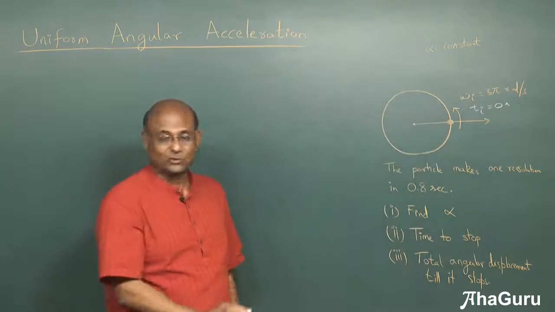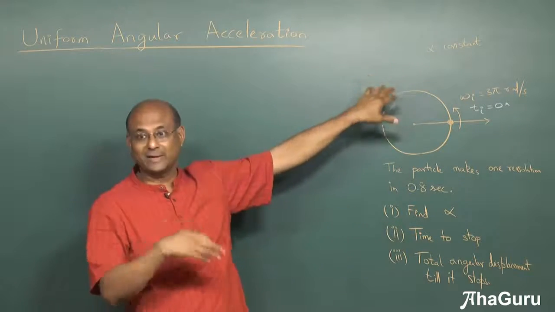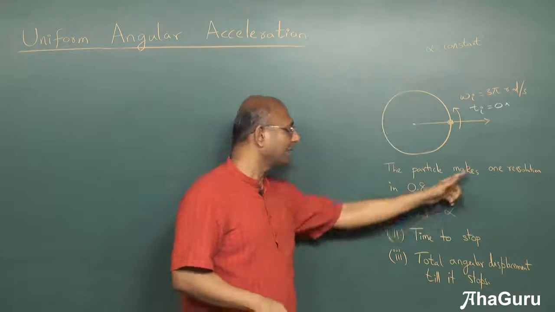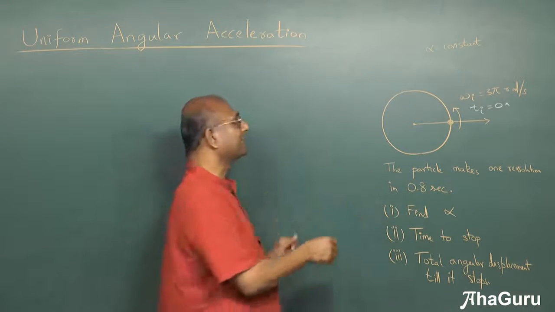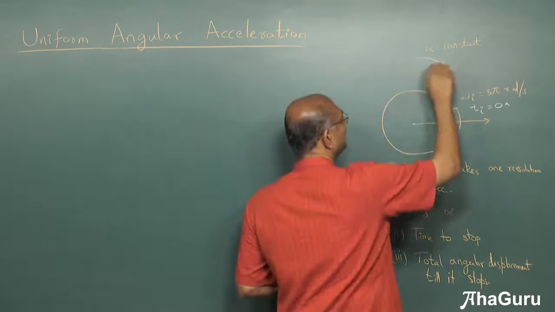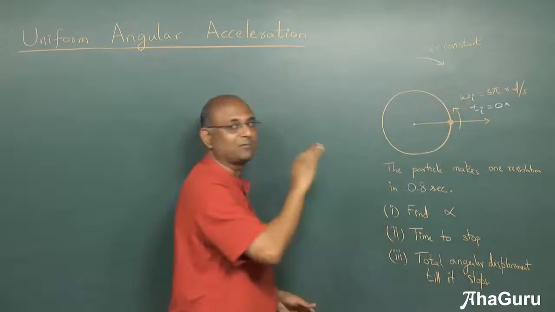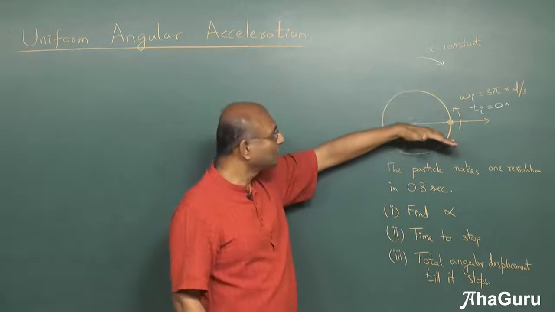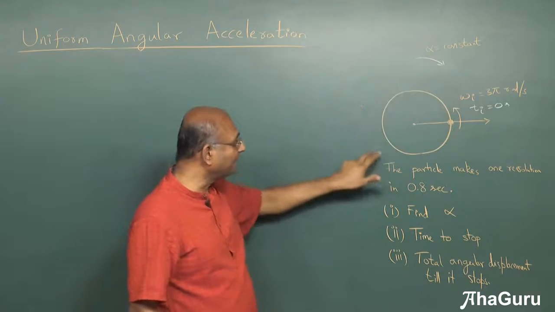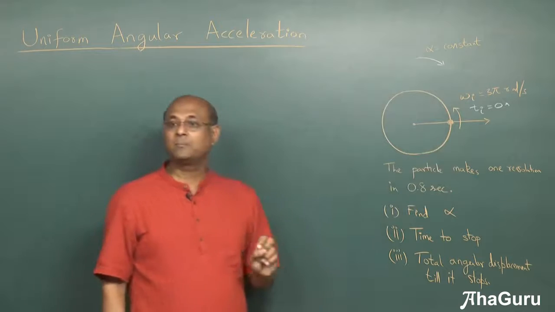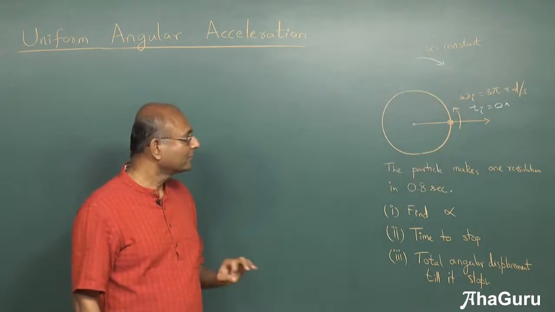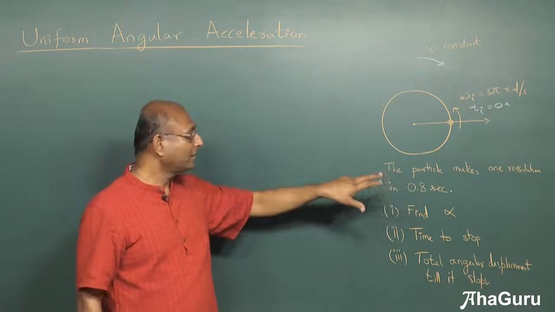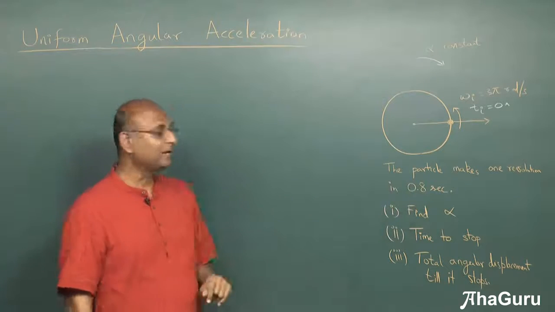It is given that alpha is constant, but it could be positive or negative. But if it was positive, it won't actually stop. So it is negative, which basically means that the alpha is in this direction. We will think of alpha as being negative, that's all. So we don't have to worry about the direction. So this fellow starts like this. It completes one revolution in 0.8 seconds. You can see that we can now use that information to find alpha.